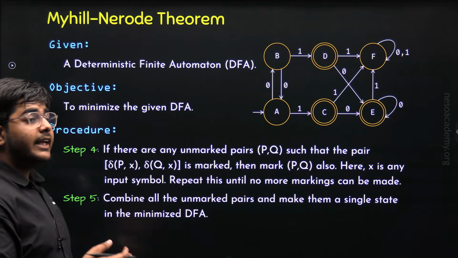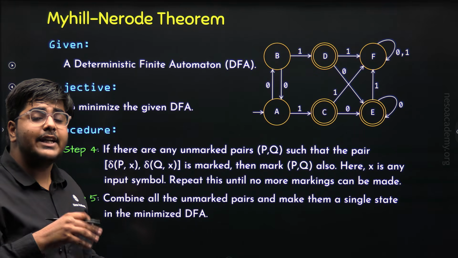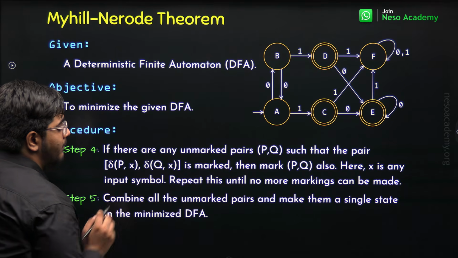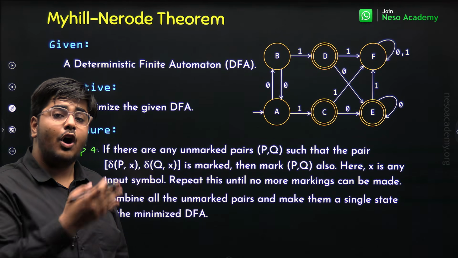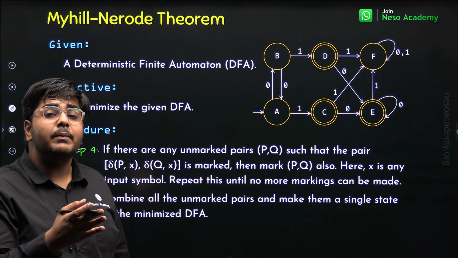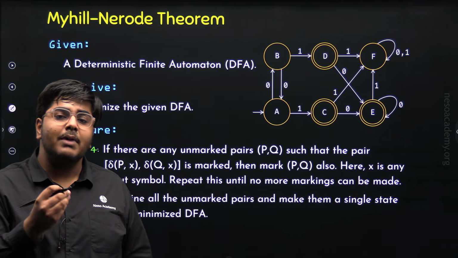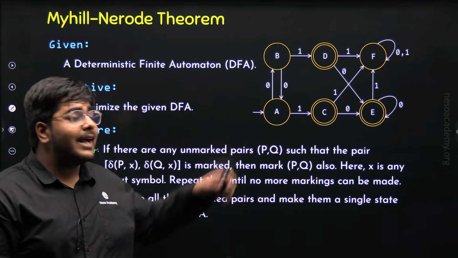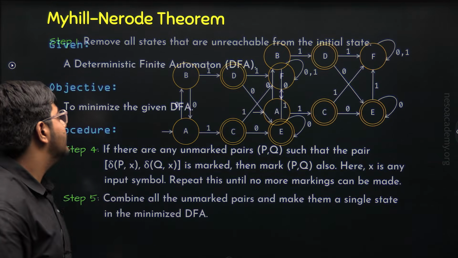So after that, if any pair is left unmarked, you need to combine the states of that particular pair, and that will form a single state in the minimized DFA. In this way, we will reduce the number of states of the original DFA to get the minimized version of that. Obviously, these steps will make much more sense when we actually apply them to minimize the given DFA. So let's start with step number 1.